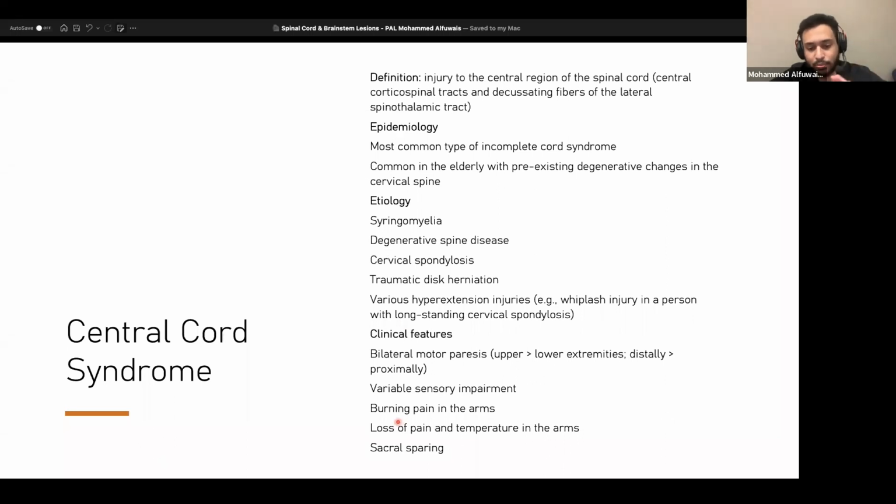The burning pain in the arms, I'm not sure why it's there, and I'm not sure why there's radiculopathy. I might be mistaken here, so double check on this. But as I said, remember the other signs, and that's all you need. You don't need to remember the burning pain in the arms. Okay.